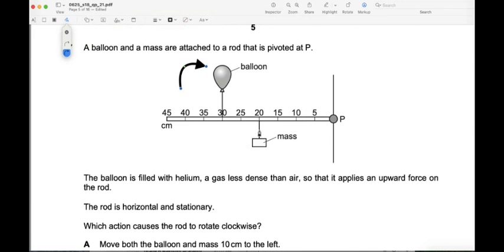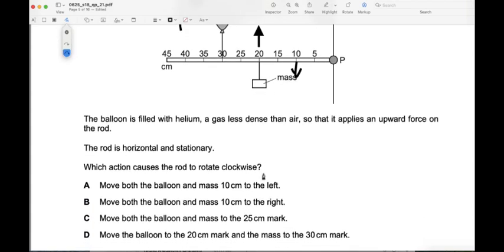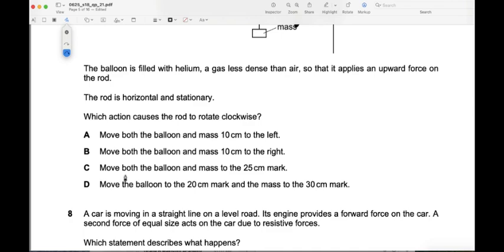Why? Because this mass is now too close to the pivot. If you move it from 20 to 10, it's very close to the pivot. So the effect will not equilibrate. This one will have a greater force, so this one will be able to move upward. So it will cause clockwise rotation. So I think B looks great, but let's see C and D.